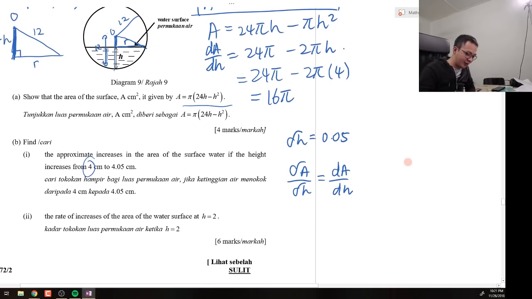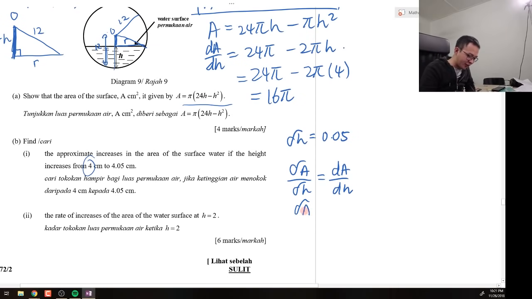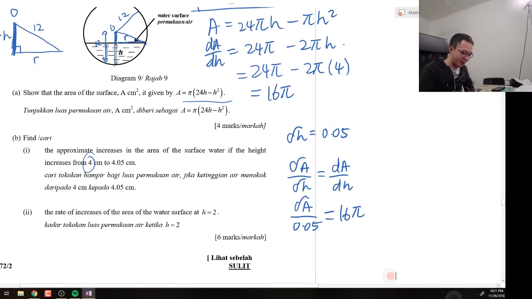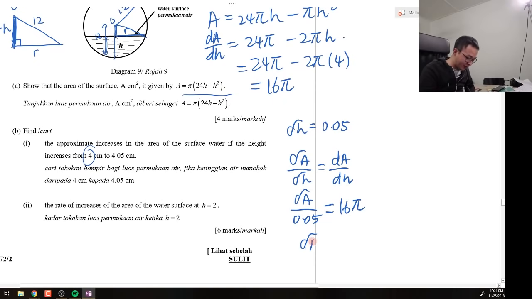So therefore, I want to find a small change of A over 0.05 equals 16 pi, because dA/dh we just found is 16 pi. So therefore, change of A is 16 pi multiplied by 0.05. You can leave it in pi since the question doesn't say anything. Yeah, 4 over 5 pi. Alright, this is how we do the change of A.